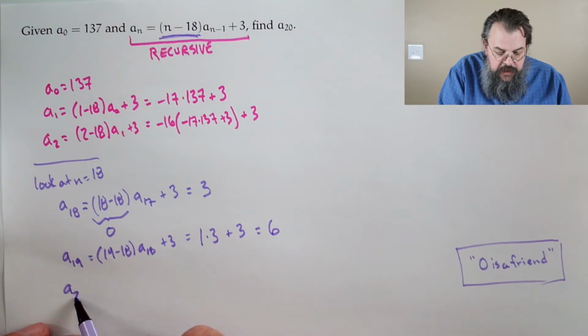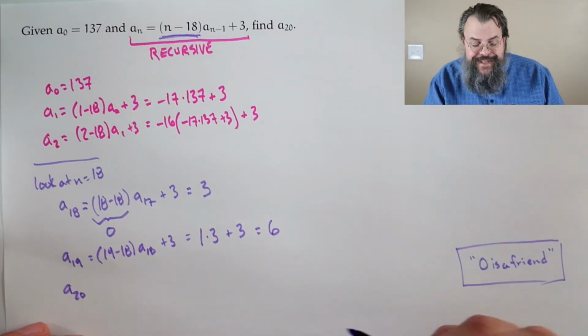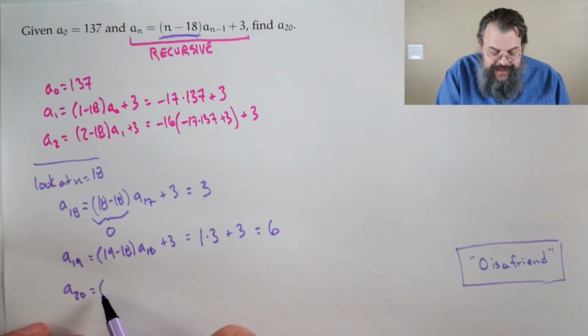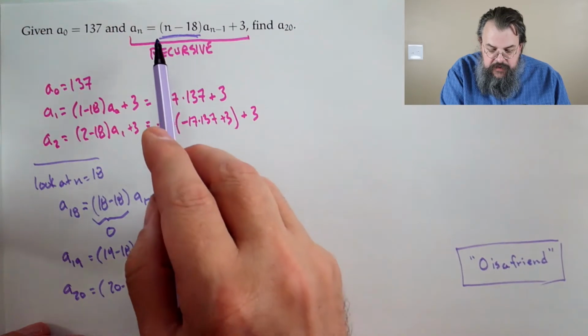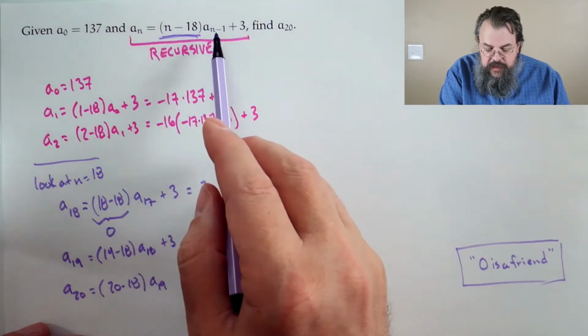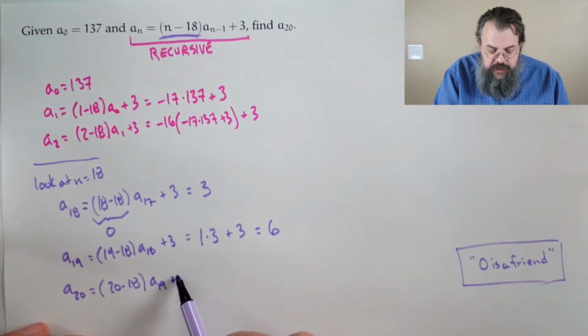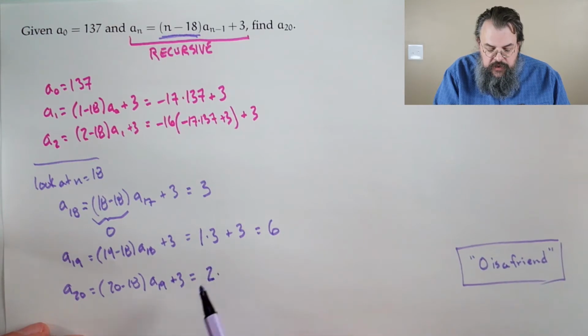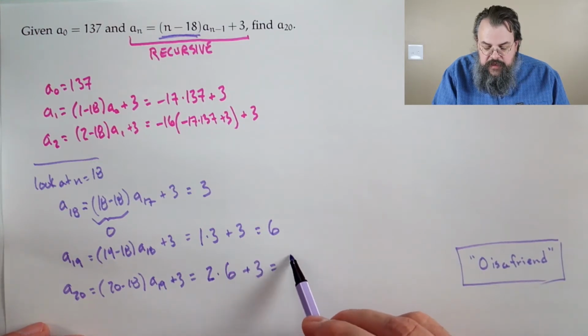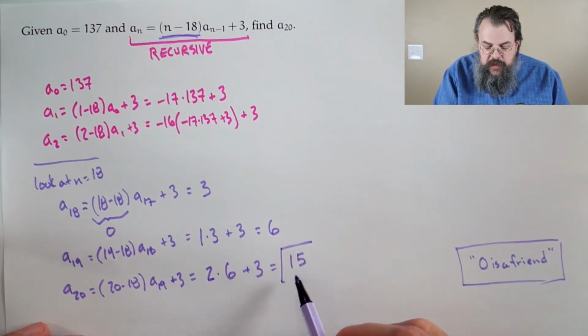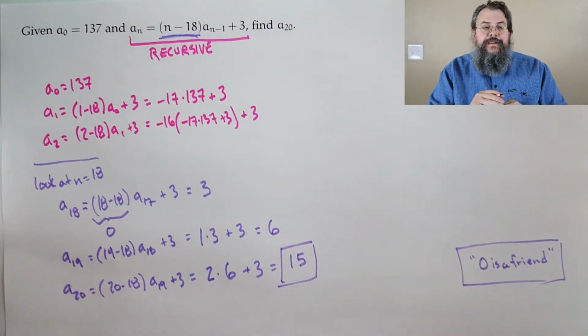And A20, which is what we want, what is that? Well, 20 minus 18 times the previous, A19, right? 20 minus 18, A sub 19, plus 3. So that's 2, 20 minus 18. The previous term is 6. Add 3, and we get 15. Good. Done.